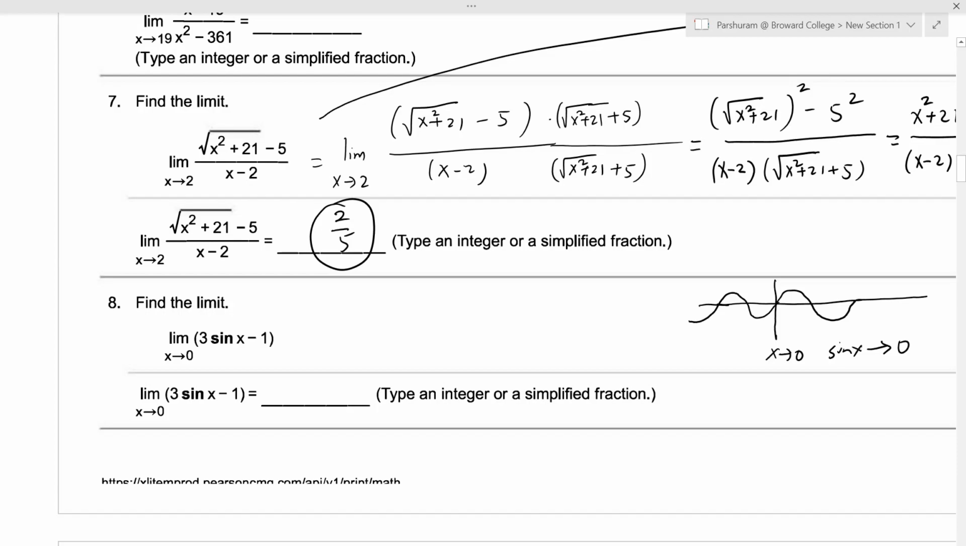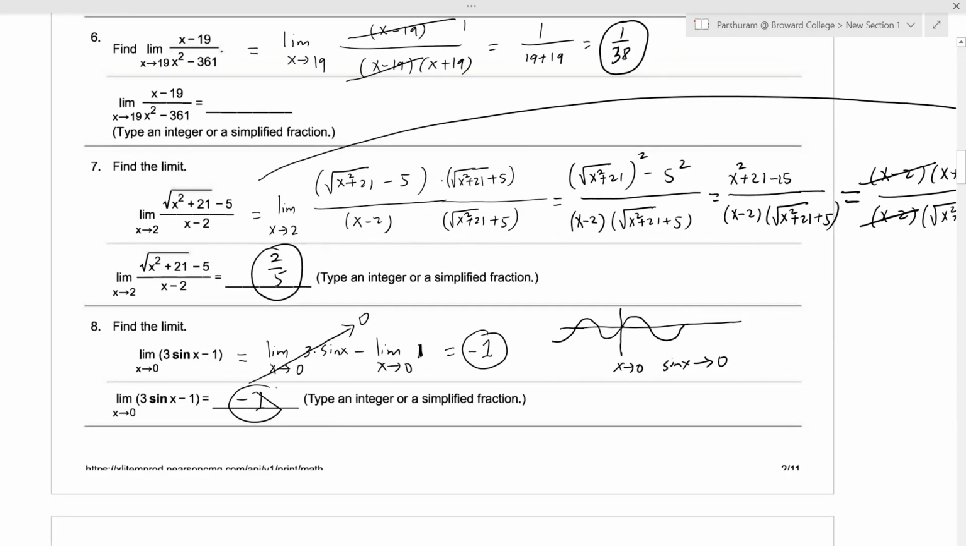So that's the limit. If we use that here, it is actually the limit as x approaches 0 of 3 times sine x minus the limit. I'm using the property of the limit, so I can distribute the limit as x approaches 0 over both of them. By using this graph, I can say that the limit of sine x would be 0, so this part would be 0. The only other part is the second part, where I don't have any x, it's just a constant. So eventually I'm going to get -1. So the limit of this expression is -1.